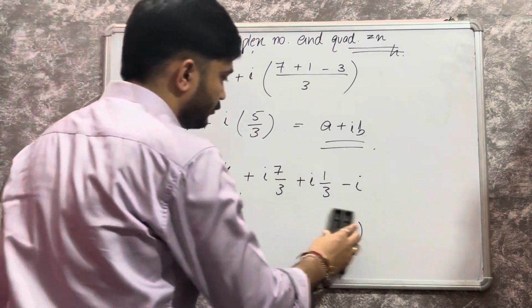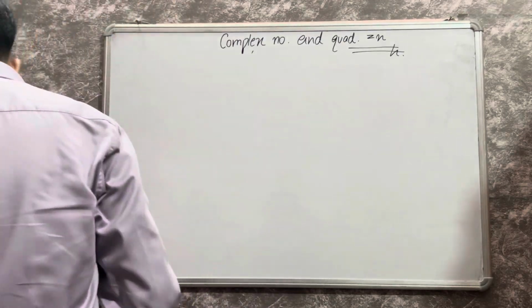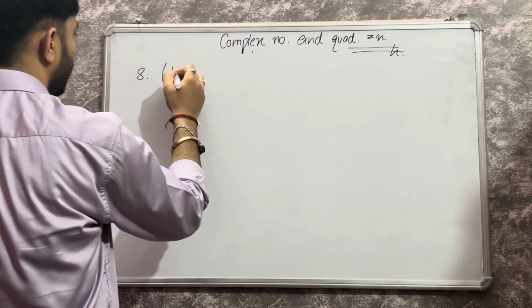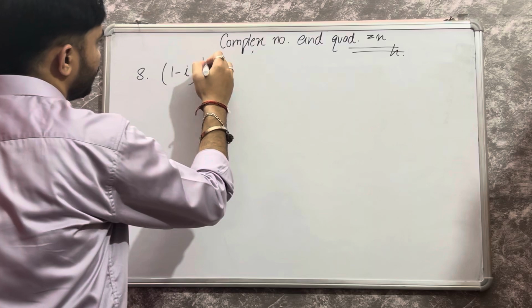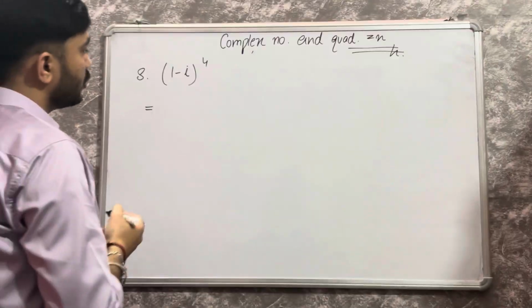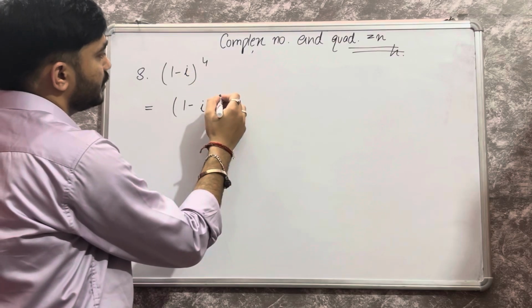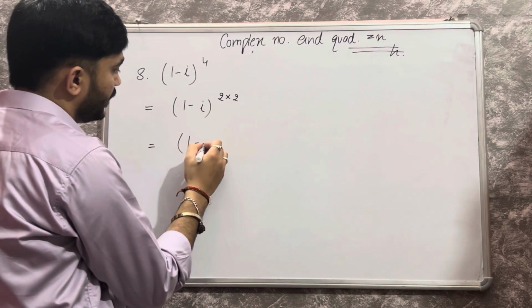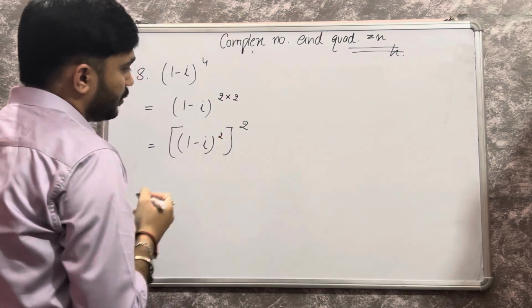Let us move forward to the next question now. Question number 8 is (1 − i) raised to the power 4. How are we going to solve this? Take (1 − i), and convert this 4 into 2 into 2: ((1 − i)²)², taking this 2 outside the big bracket.